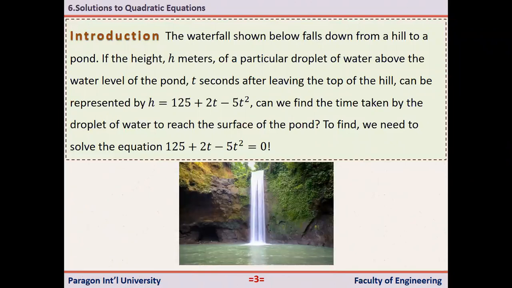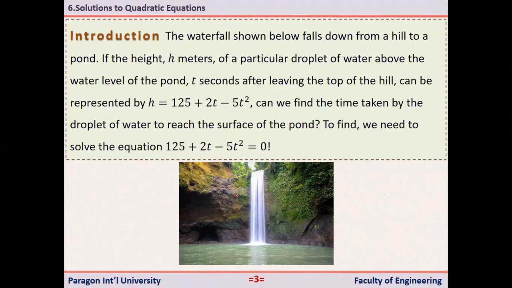Introduction. The waterfall in this picture below falls down from a hill to a pond. If the height h meters of a particular droplet of water above the water level of the pond, t seconds after leaving the top of the hill, can be represented by h equals 125 plus 2t minus 5t squared, can we find the time taken by the droplet of water to reach the surface of the pond? To find it, we need to solve the equation 125 plus 2t minus 5t squared equals 0.